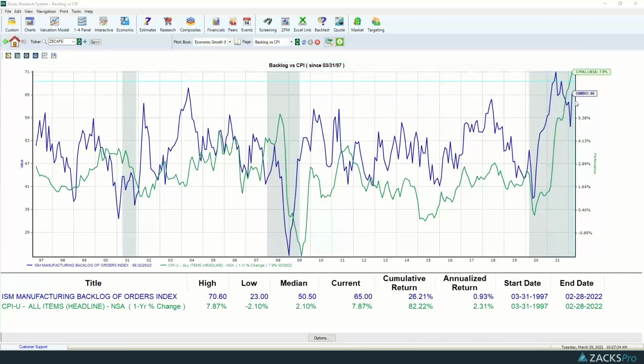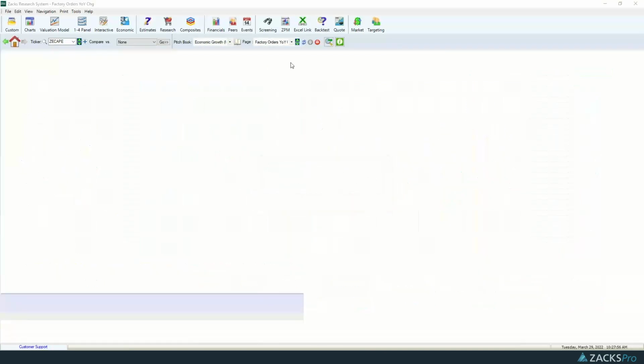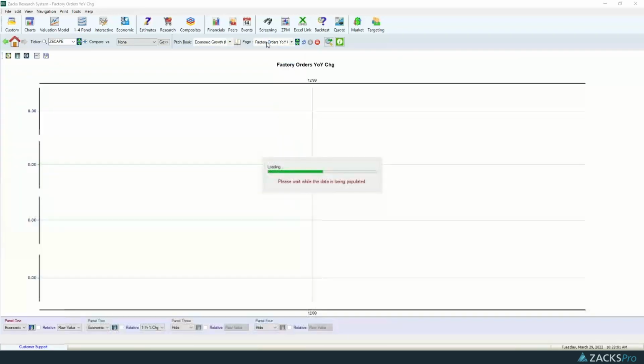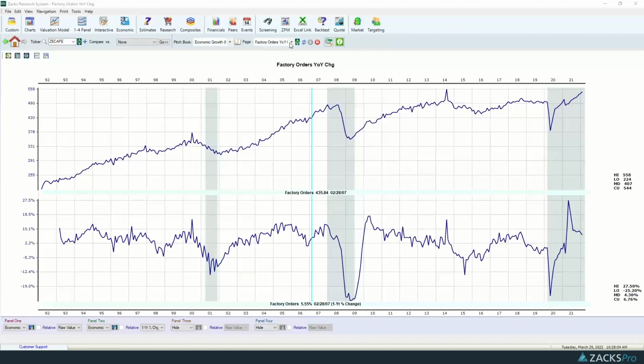barring, say, a recession. But even if a recession were to occur, the backlog would come down because of falling demand. So that leads to the next part of it, that we want to see two things happen. We want to see the backlog index come down, as well as demand remaining strong. So that leads us to the next item here, which is factory orders. This is one of my favorite indicators to show the health of the U.S. economy. Factory orders is one of the leading indicators of economic cycles.